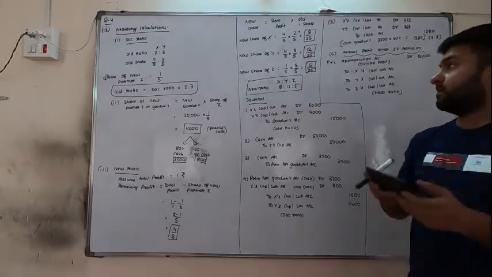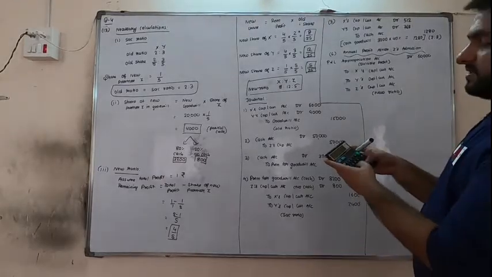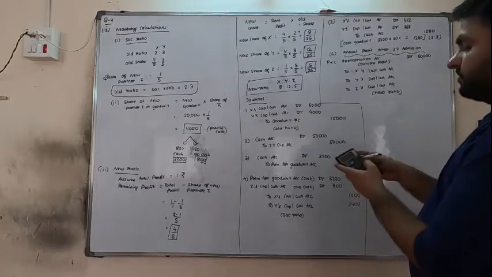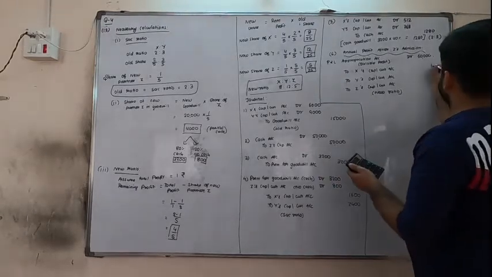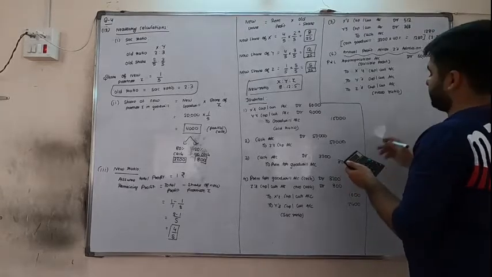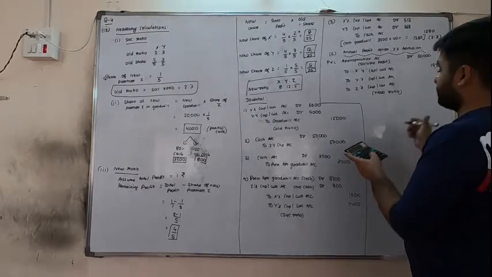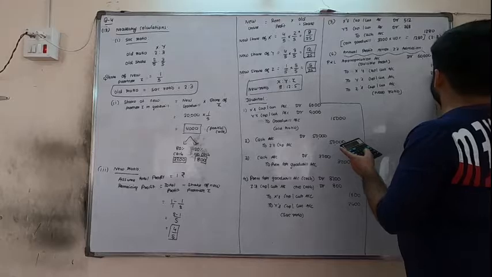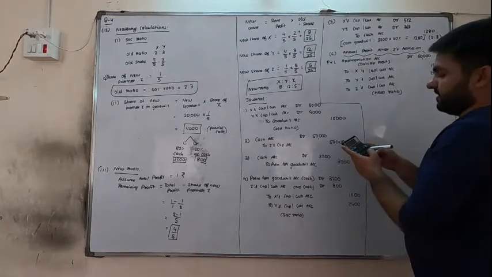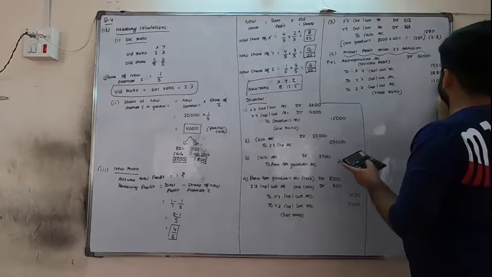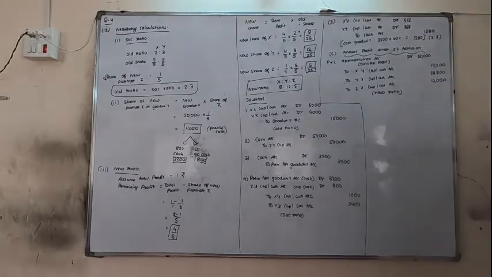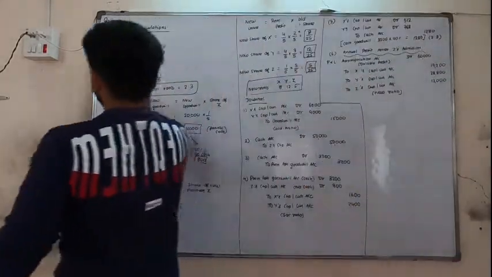Now 8 plus 12 plus 5 is 25. So 60,000 divided by 25 multiply 8 equals 19,200. 12 equals 28,800. 5 equals 12,000. Okay, so this sum is very important.